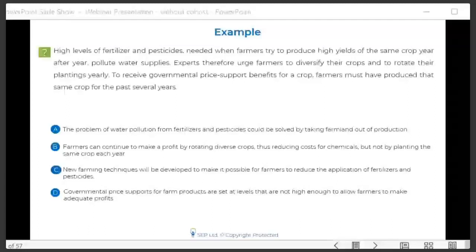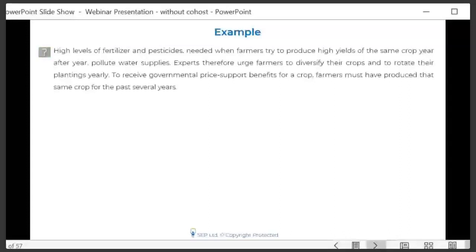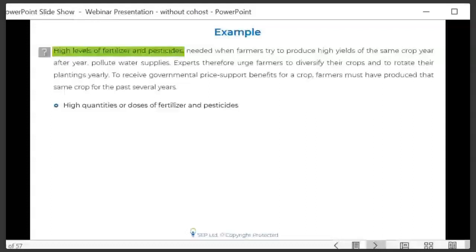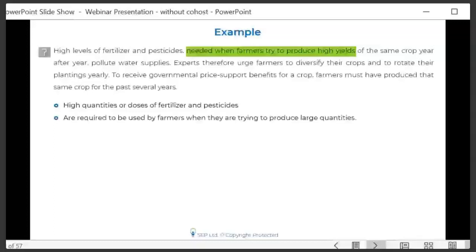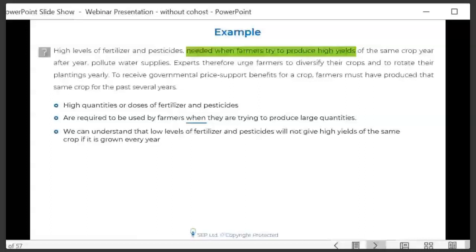When we are talking about analyzing the passage, what we should do is break the sentences into small chunks and understand them completely and clearly, and then only move on. So here goes. High levels of fertilizers and pesticides. So we are talking about high quantities or doses of fertilizers and pesticides needed when farmers try to produce high yields. This when is important, because of the when, we can infer that low levels of fertilizer and pesticides will not give high yields of the same crop if it is grown year after year.